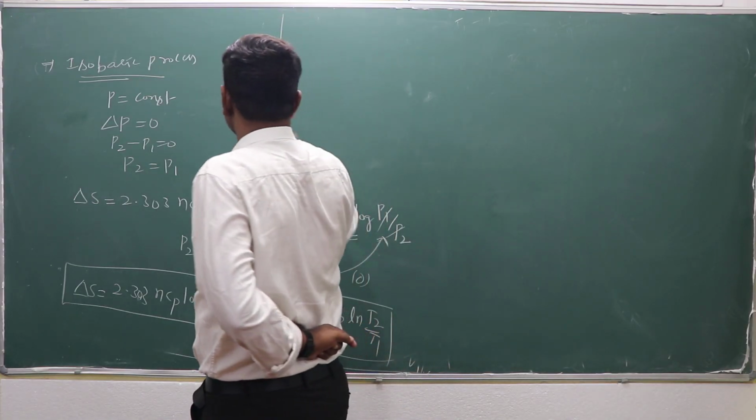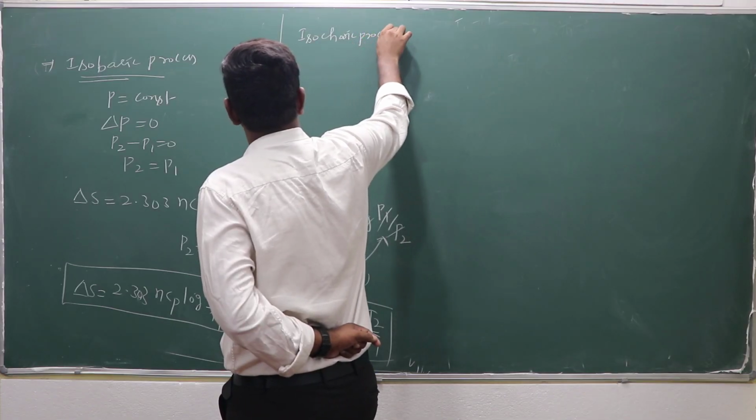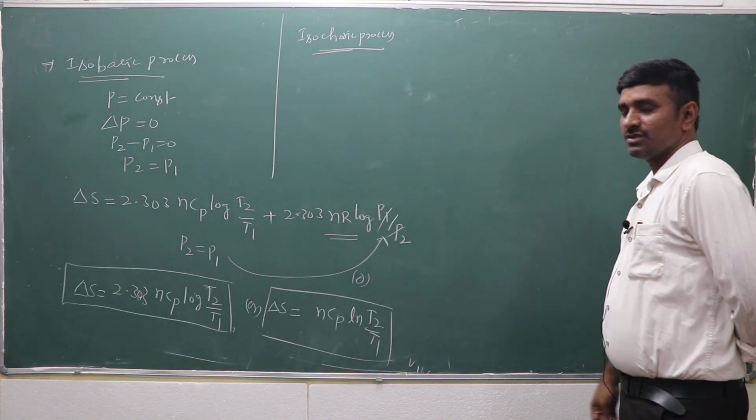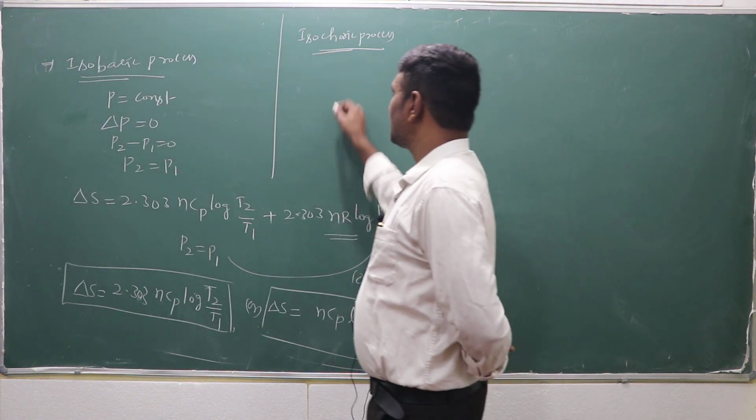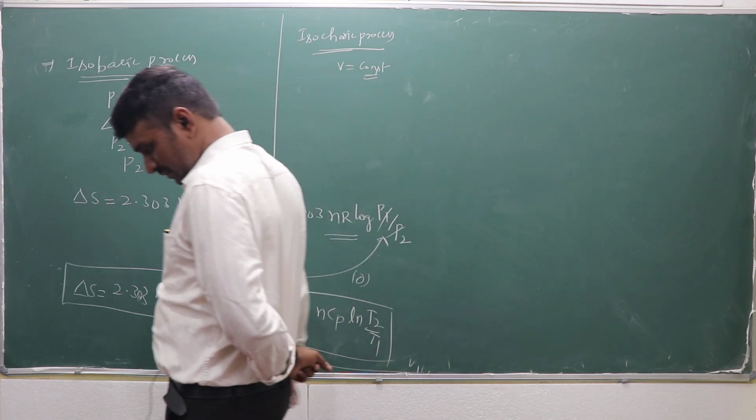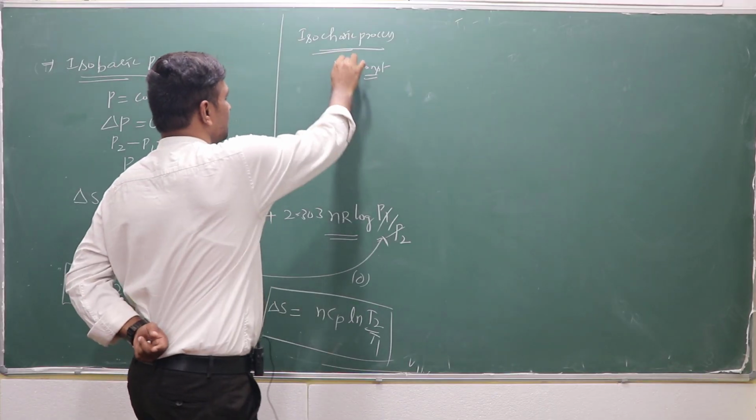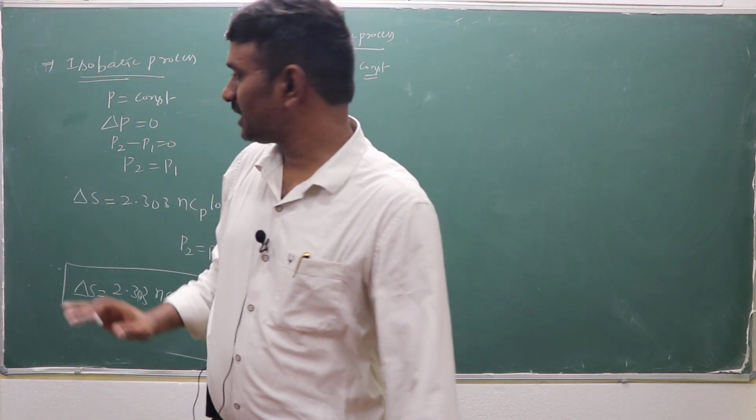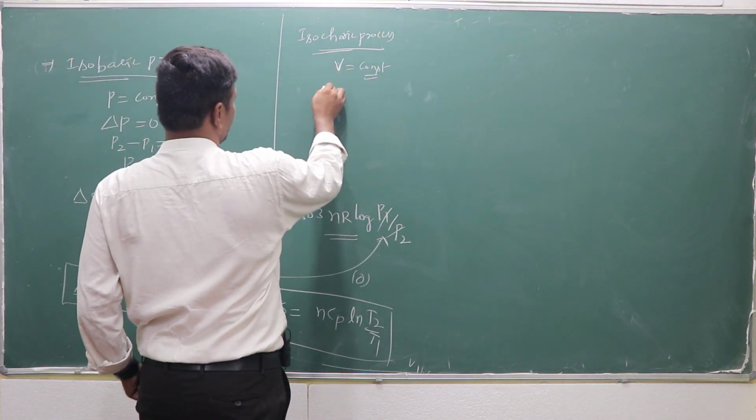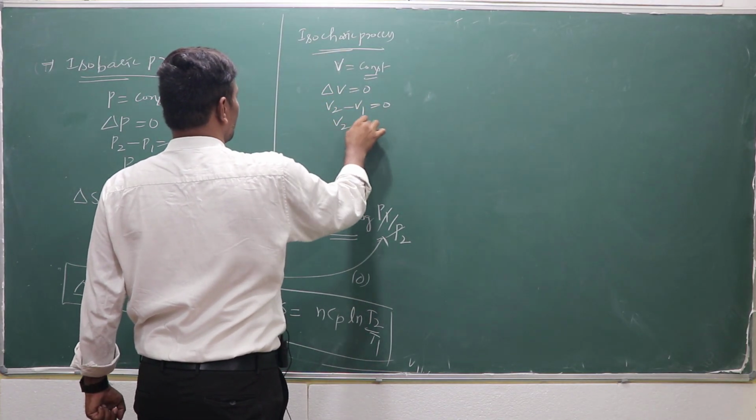Next, another process. If the process is an isochoric process, what will happen? I mentioned earlier, in an isothermal process temperature is constant, in isobaric pressure is constant, and in isochoric, volume is constant. When volume is constant, change in volume is 0. That means V2 minus V1 is equal to 0, then V2 is equal to V1.